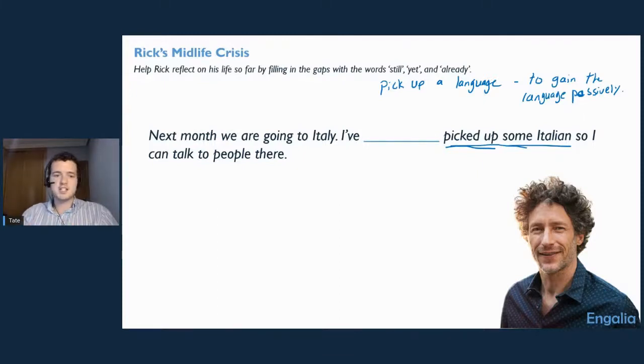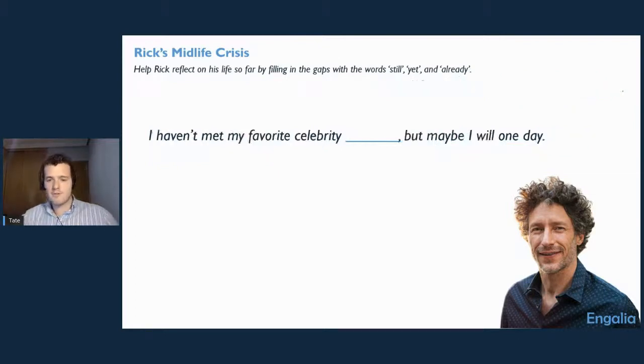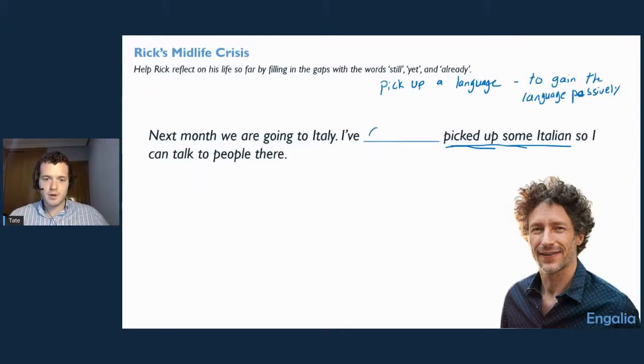So here we go. It says next month we're going to Italy. I've already picked up some Italian before we go on the trip, so I can talk to people there. Excellent, right? I've already picked up some Italian, so I can talk to people there. Great. All right, here we go.